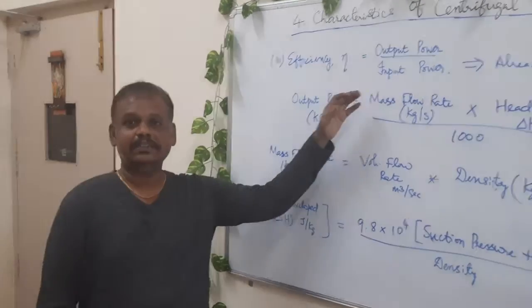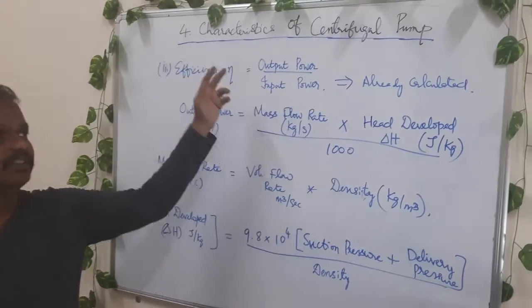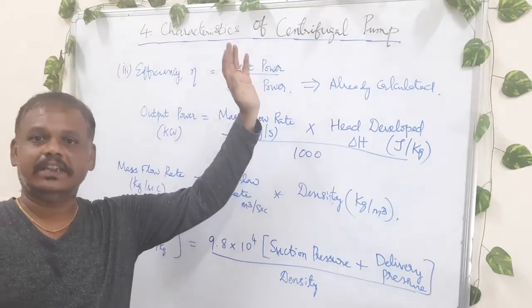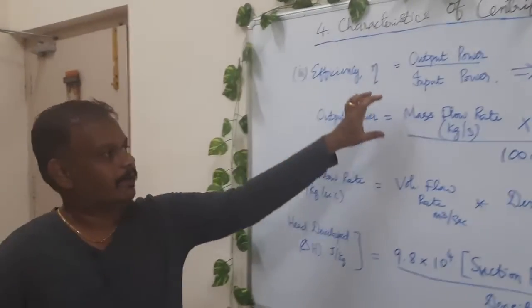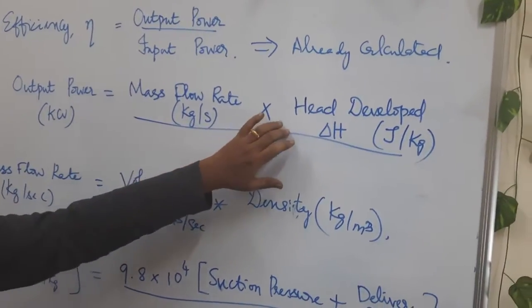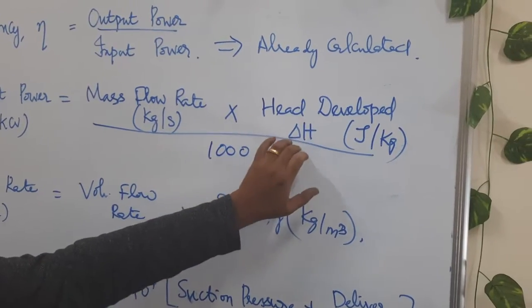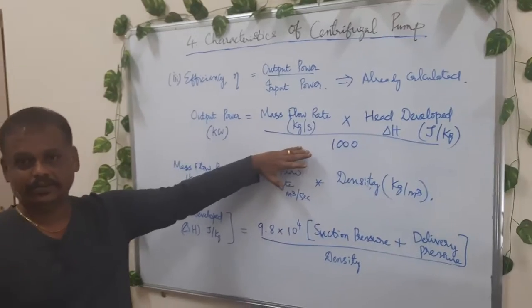Efficiency can be obtained as a ratio of output power to the input power. So in the previous step we have already calculated the input power. Output power can be calculated from this formula: mass flow rate in kg per second into head developed, that is delta H in terms of joules per kg, and it has to be divided by 1000.